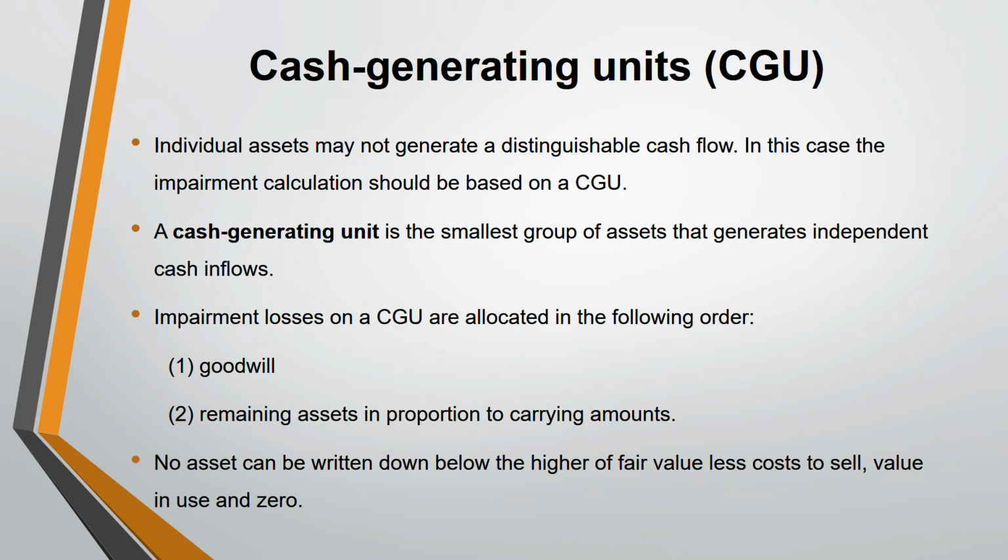Because they told the higher of these: fair value less cost to sell, value in use, and zero. Fair value less cost to sell and value in use cannot be negative, and zero. So that means zero is the minimum, the maximum it can fall. That means it will never be negative. Okay.